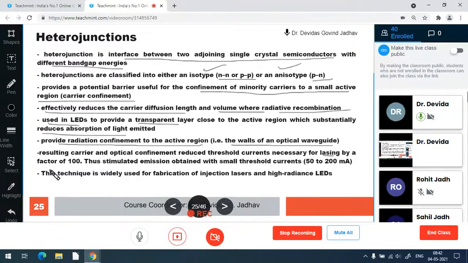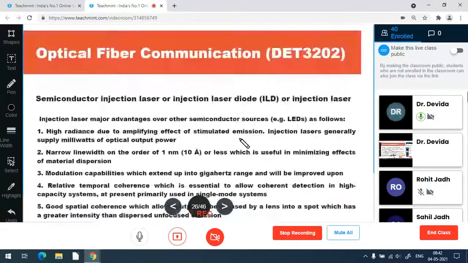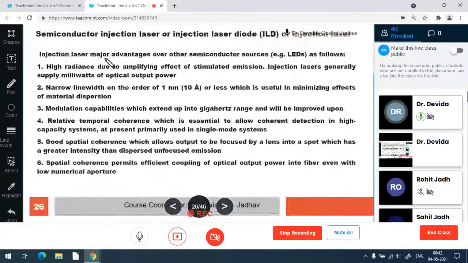So the resulting carrier as well as optical confinement reduces the threshold current necessary for laser action, that is lasing, by a factor of 100. So it requires a threshold current in the order of 50 to 200 milliampere. This technique is also widely used for high radiance LEDs. So the semiconductor injection laser, or it is called injection laser diode, ILD, or injection laser only, has the major advantage of high radiance in the amplifying medium of the stimulated emission.